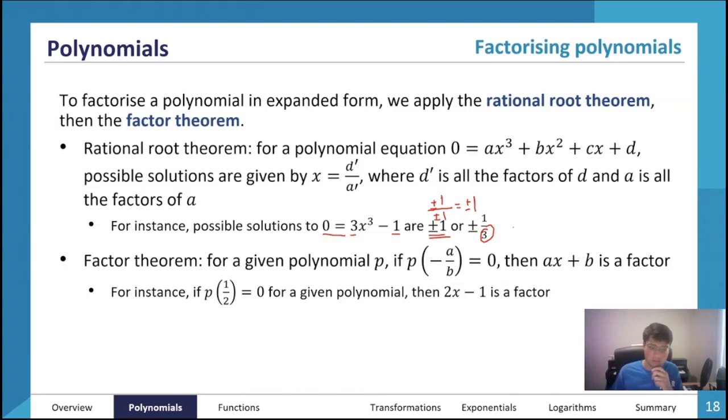So again, it's helpful to look at this with reference to an example. If we have p of 1/2 equal to 0 for a given polynomial p, then that means that 2x minus 1 is a factor of p. What this means is we just substitute 1/2 in for x, and if it all reduces down to 0, then 2x minus 1 is a factor of that polynomial.